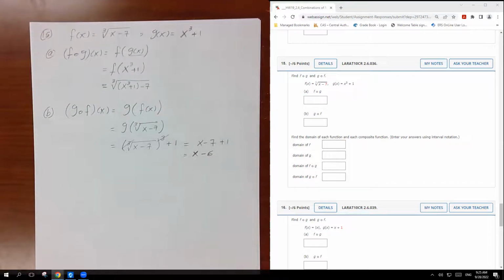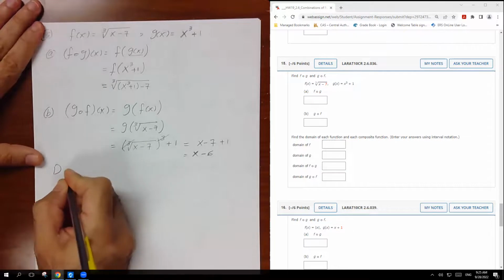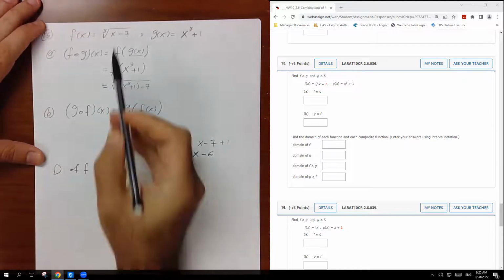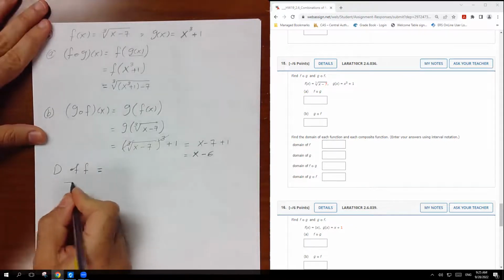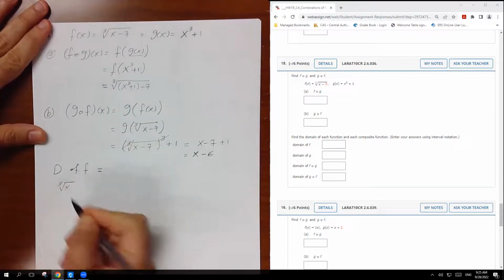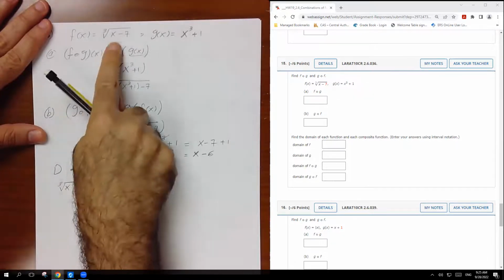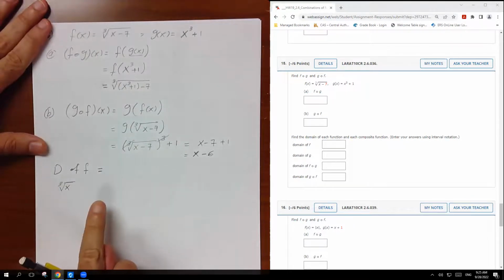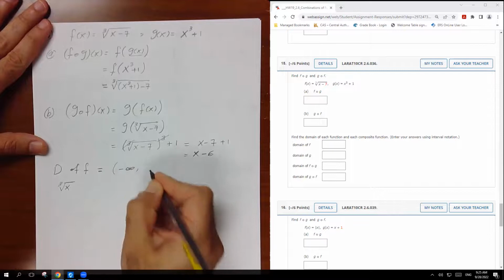Now they ask you, what's the domain of F? Domain of the F function, here's the F function. It's a cubic root. If you go back to the basic function, the domain of the cubic root of X is negative infinity to positive infinity. So the same thing here for this function, negative infinity to positive infinity, but it's shifted to the right. So the domain is negative infinity to positive infinity.